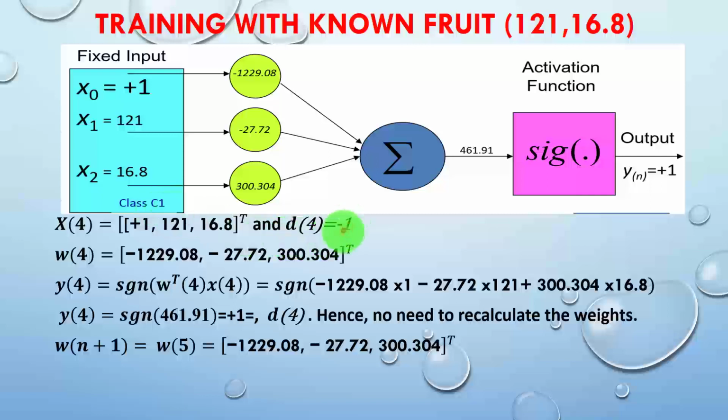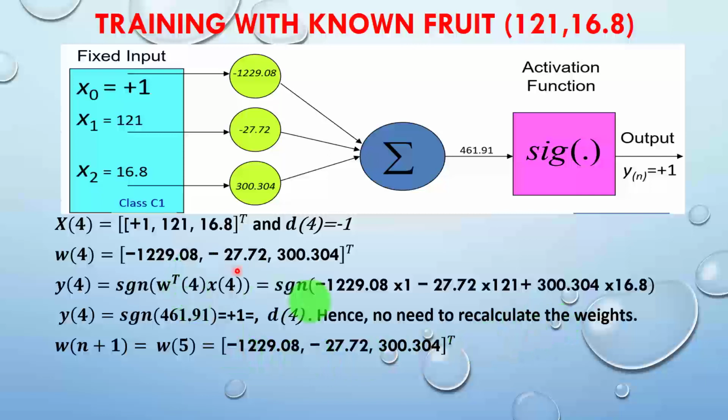Actually, there is some mistake here. This D4 should be positive. I'm sorry for this mistake. I'll correct it in the slides. So this should be a positive one. So Y4 is equal to D4 expected. Please change this to be positive, because it's actually in C1, so it should be positive. That's why it's obvious. So as both Y4 and D4 are equal, there is no need to recalculate the weights.